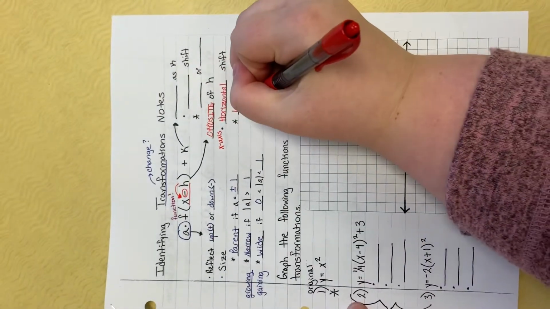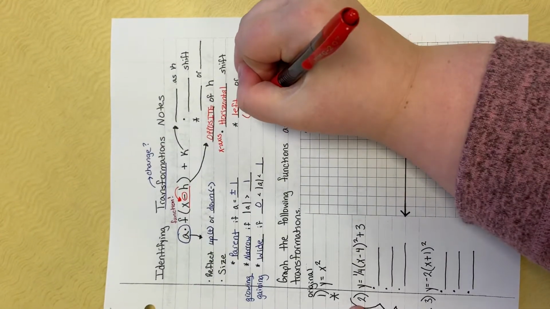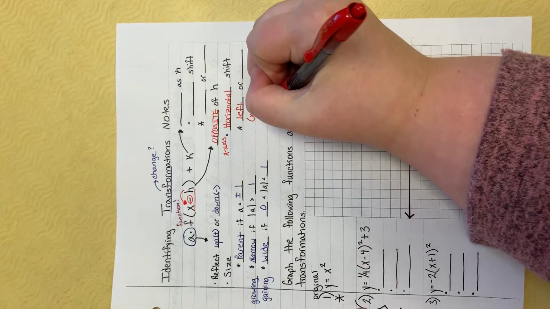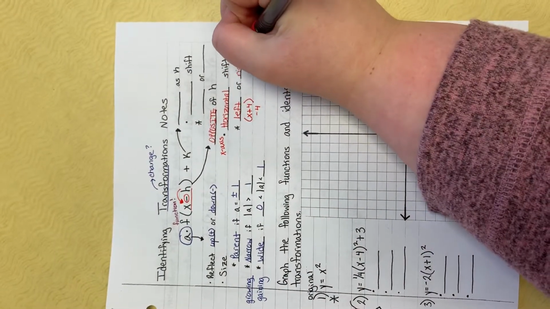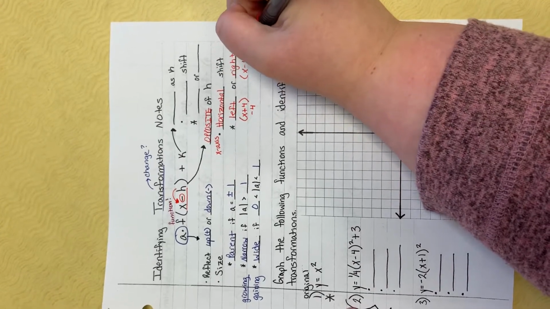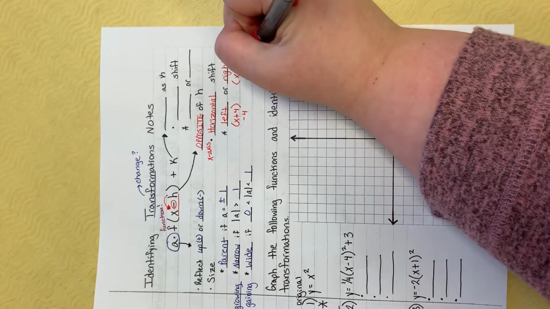Remember, because you're always pulling the opposite. Positive, because if I do the opposite, that would be a -4. So it's going to go left 4. It'll go right if inside looks like that, because we take the opposite of h. That would be a positive 4.